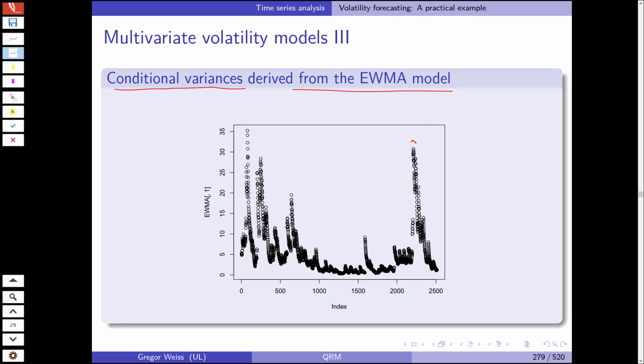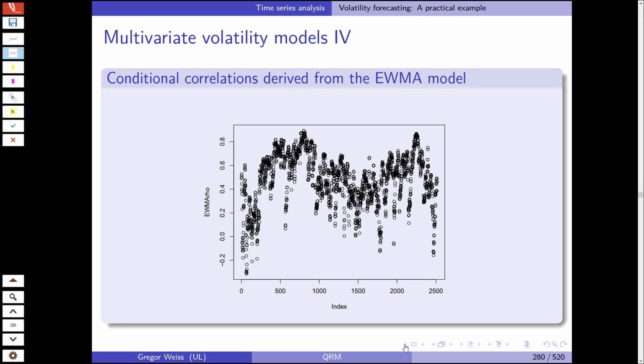Again, we can see we have high volatility here, which should be close to the financial crisis, and we have low conditional volatility here before the financial crisis. Those are the conditional correlations derived from the EWMA model. It rather looks a little weird. We can see correlation is definitely time varying between -20% and up to 80%, but just up until this point, we have no idea how to verify the validity of this estimation, of course.